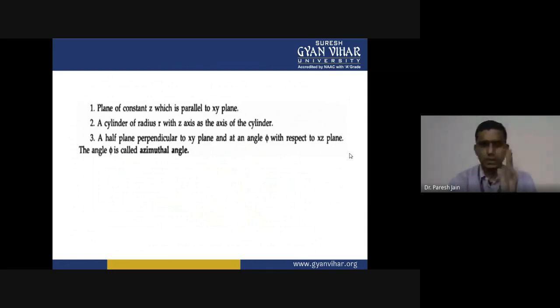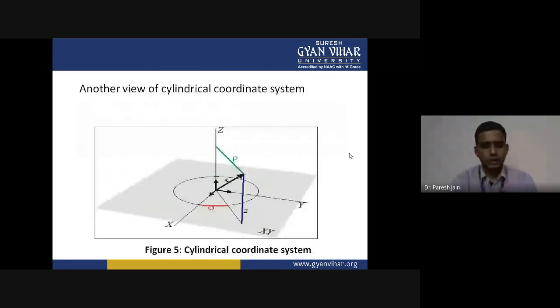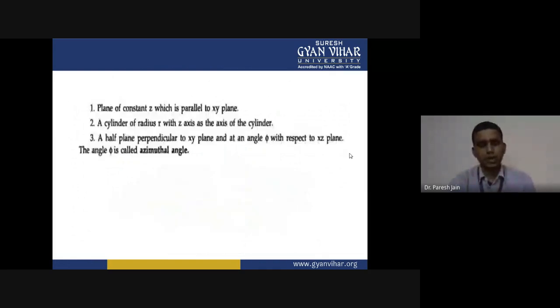These three components in the cylindrical coordinate system are cleared from the previous figure. This figure shows that r is the radius, z is the axis, and phi is the angle between the x axis and the plane, known as the azimuth angle.